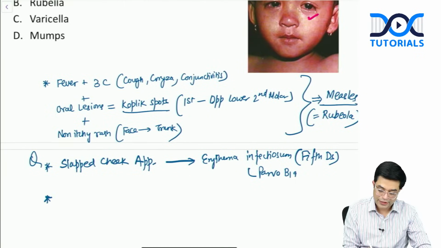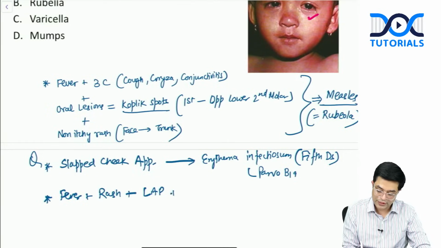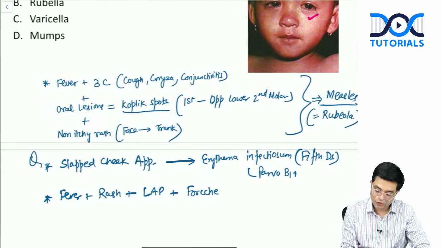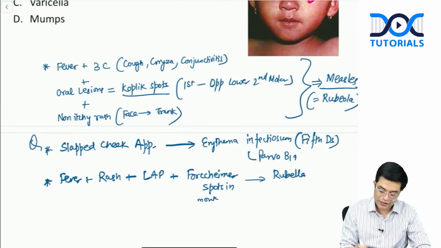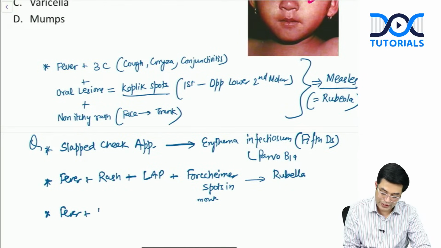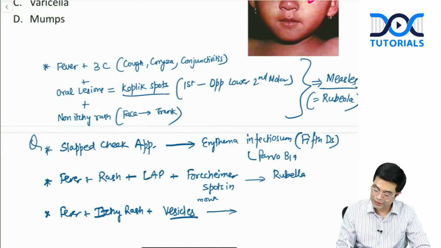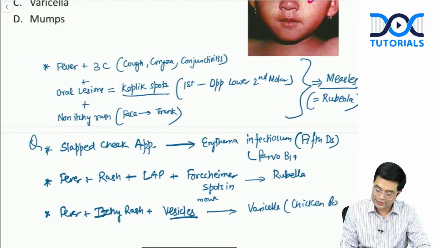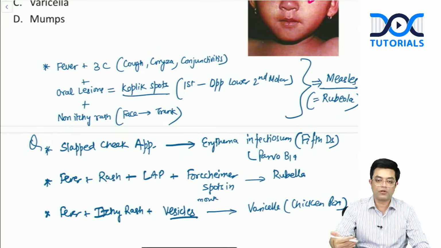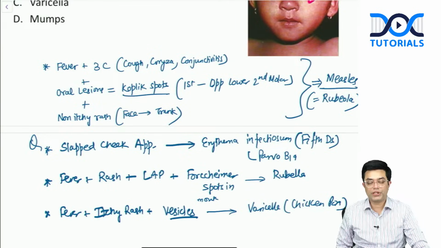If the question says there is fever with rash, and there is lymphadenopathy, and there are spots known as Forchheimer spots in the mouth, the likely diagnosis will be rubella. If the question says fever along with itchy rash and the patient is having vesicles, the likely diagnosis is going to be varicella, that is chickenpox. So I have given you these clues. Please add these things to your notes. You are supposed to remember all of them. It's a quick fire revision that we are doing here.